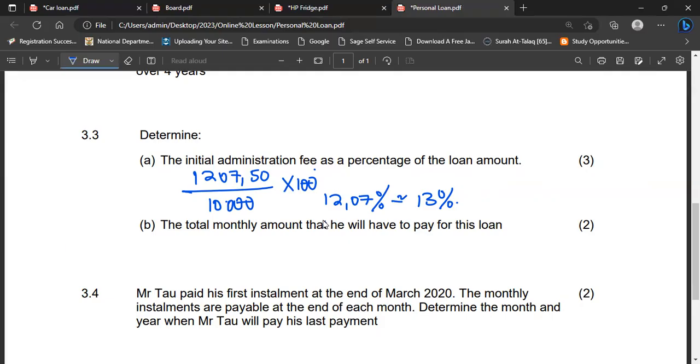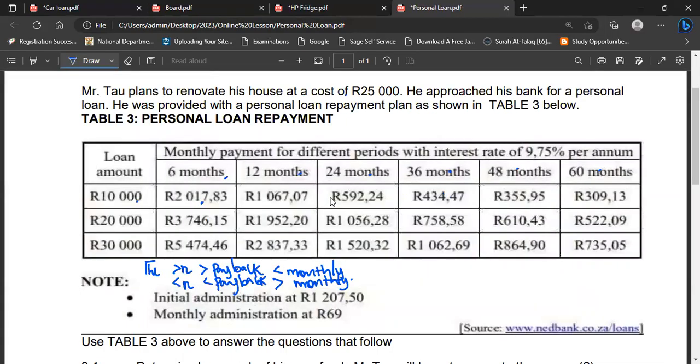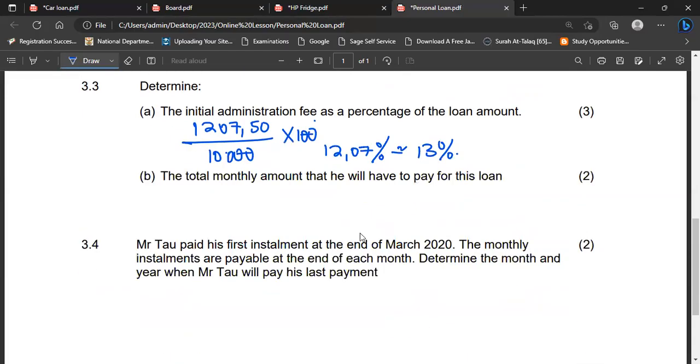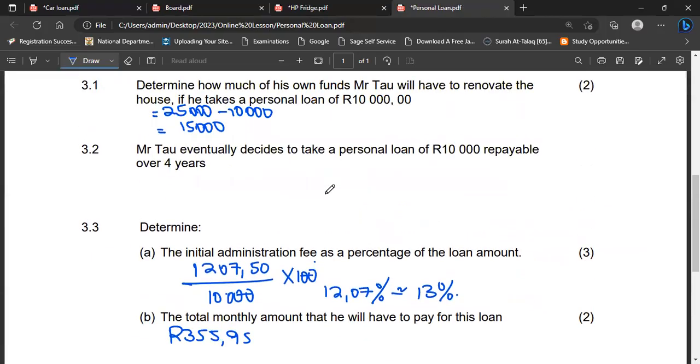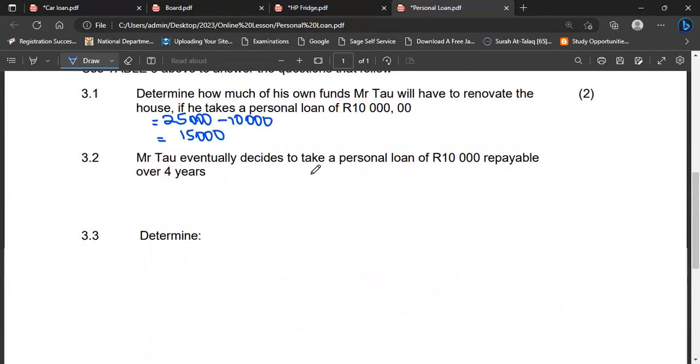The monthly amount that he will have to pay for this loan. Let's go back to the table. So for 4 years, taking 10,000. So this is a monthly amount. 355 rands 95 cents. So total monthly admin fee of 69.